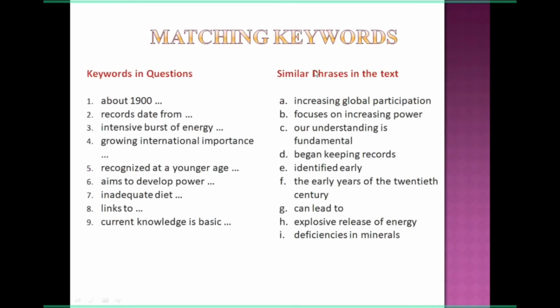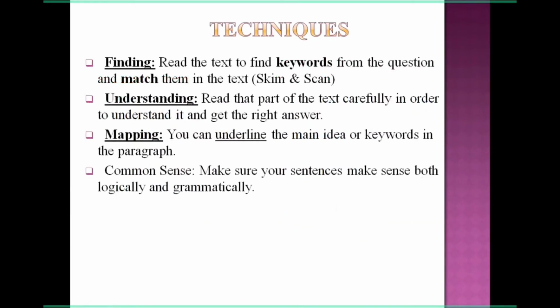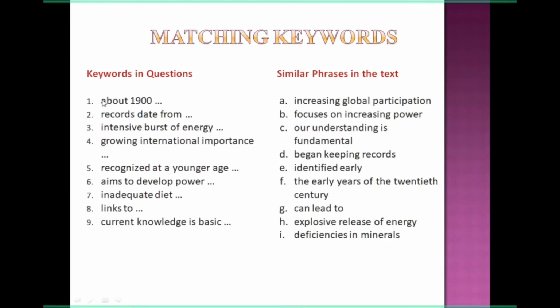So let's do an exercise of matching keywords. How can we match the keywords from the question in the text? Let's say these are the keywords in the question, and the right column represents the different phrases in the text. So we have to match these keywords with the same phrase or synonym in the text, just like the columns. About 1900, so that is similar to the early years of the 20th century. So one matches with F.